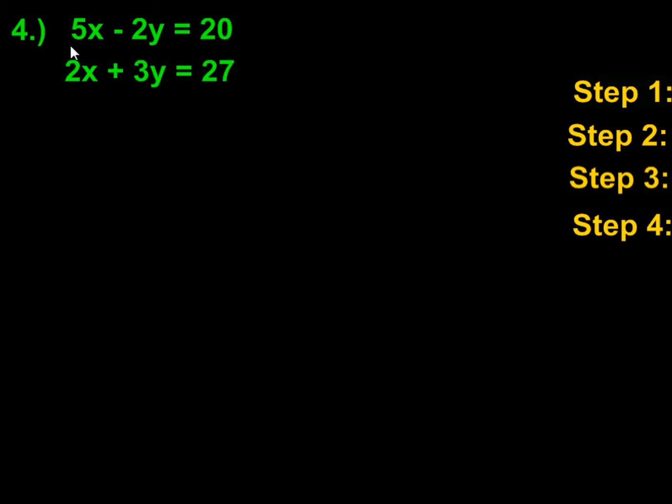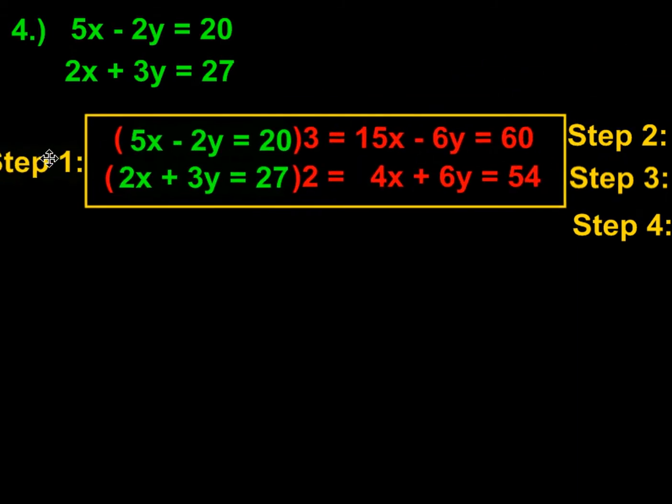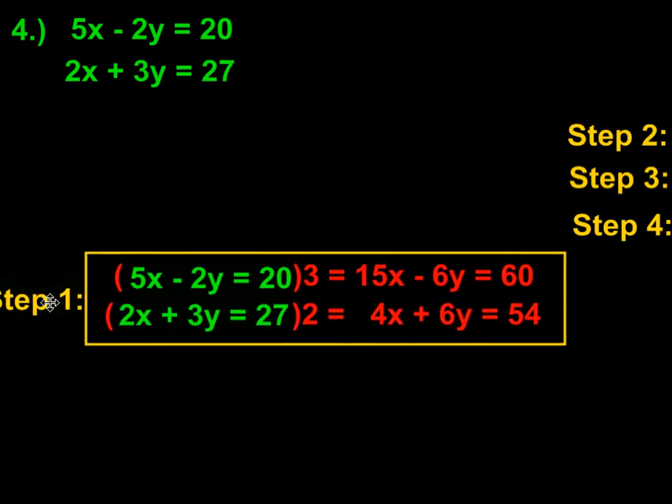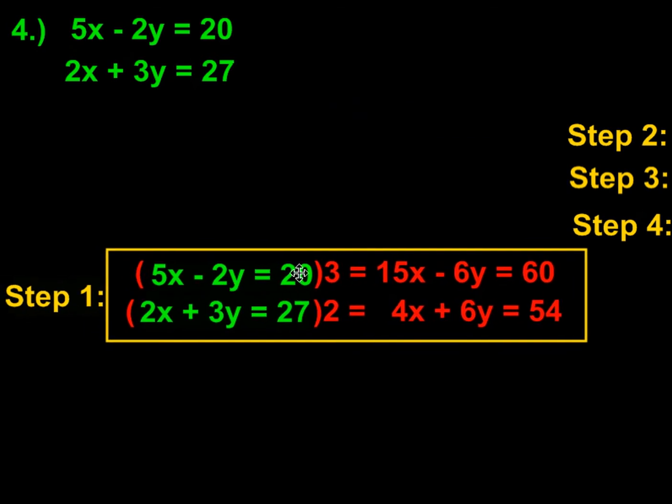Now I need to have opposite signs for whichever of these two I choose. Since I already have opposite signs for my y's, that seems like the best way to go. Now I just need to get the numbers to be the same, and that's where I'm going to jump into step 1. So I choose to multiply the 3 by a 2 and the 2 by a 3. And so that'll get me 6y for each of these equations.